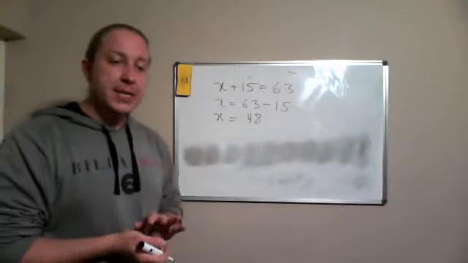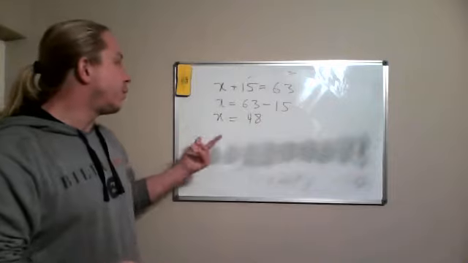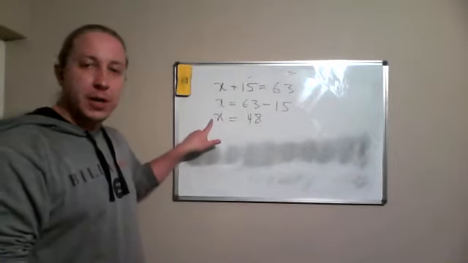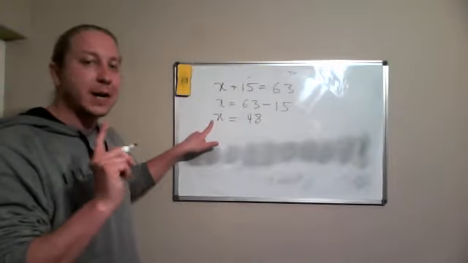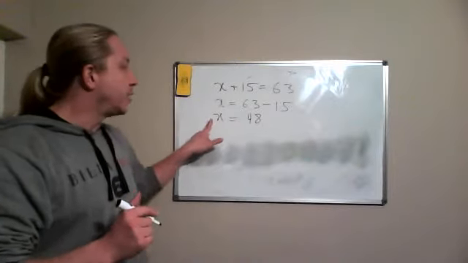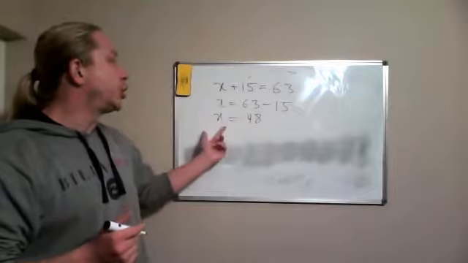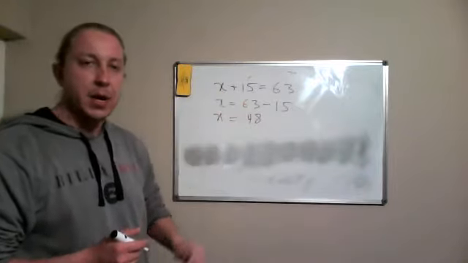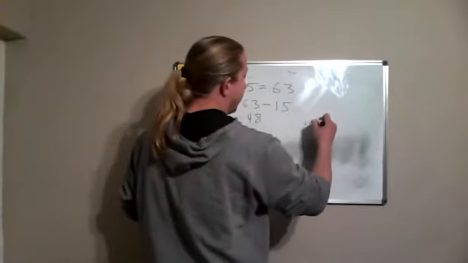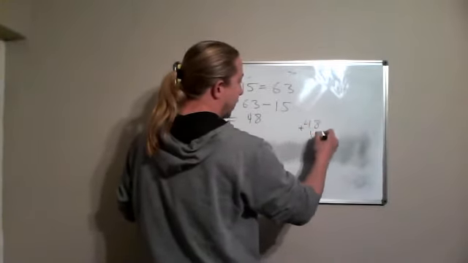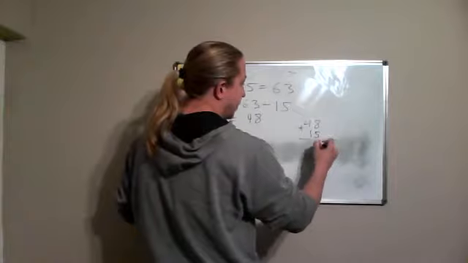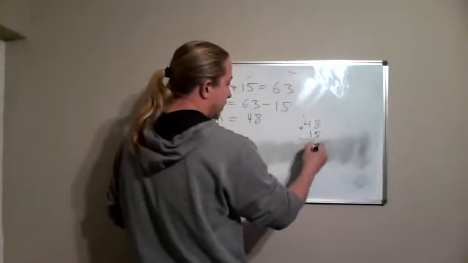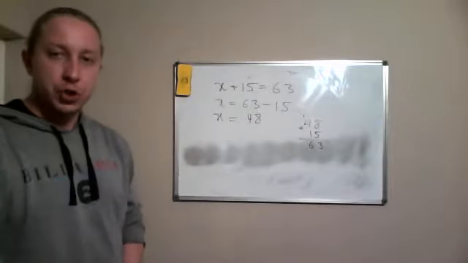Now we don't need step 3, because there's no coefficient in front of x. The coefficient is 1, and that's what we want. So now what's left is only to check your answer. Well, 48 plus 15 is 63. We can check that by adding them. 8 plus 5 is 13. Carry the 1. That's 6, so we have 63, which is correct.